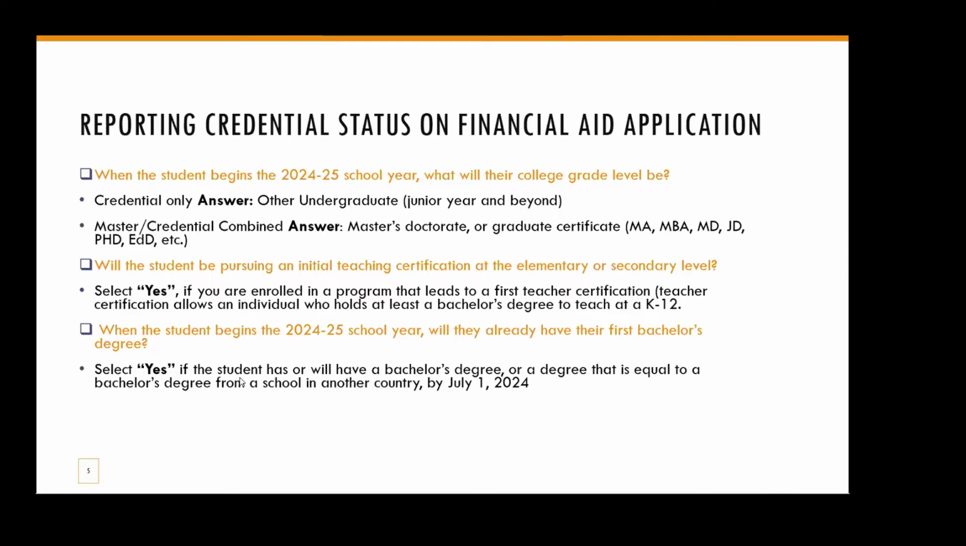This means that you're selecting yes if the student, meaning you, has or will have a bachelor's degree, or a degree equal to a bachelor's degree from a school in another country, or it could be here, by 2024. So these are the three questions that you will see at the start of the application. We just wanted to provide clarification as to what you are responding to, what your response would be, in this case if you are enrolled in a credential program.